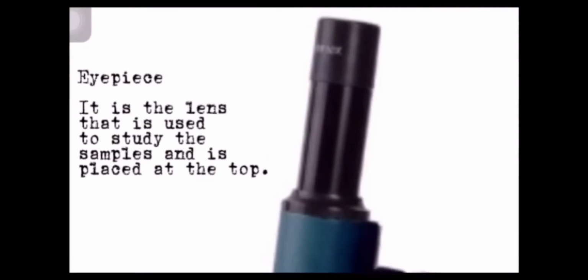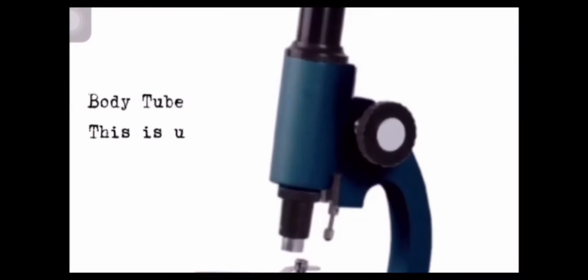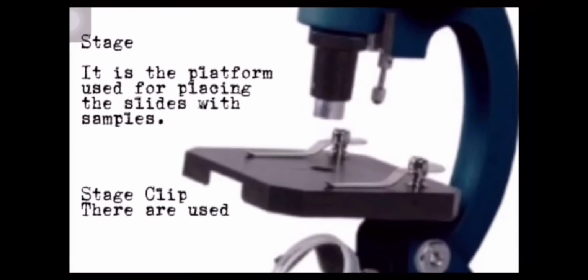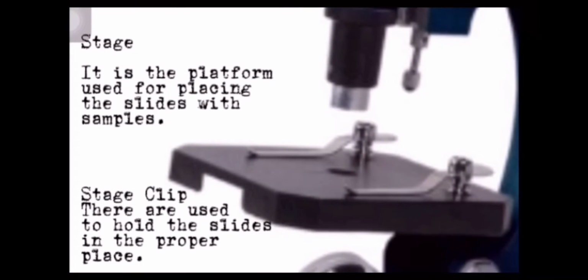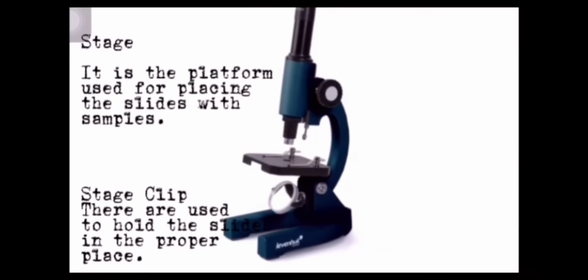Eyepiece. It is the lens that is used to study the samples and is placed at the top. Body tube. This is used to connect the eyepiece to the objective lens. Stage. It is the platform used for placing the slides with samples. Stage clip. These are used to hold the slides in the proper place.